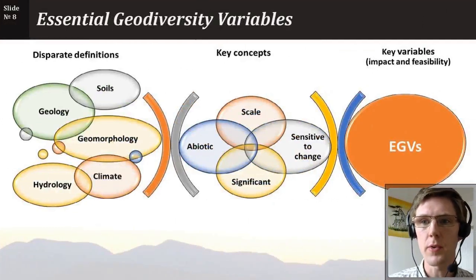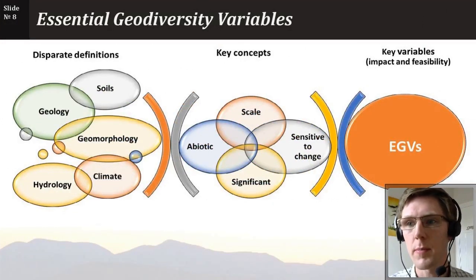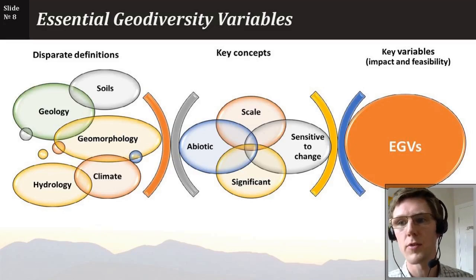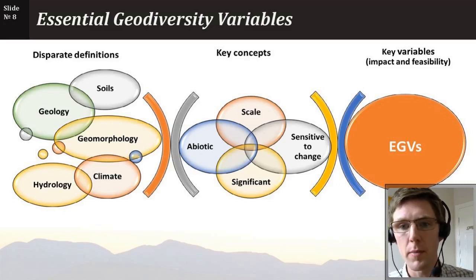Now, the EGV concept also seeks to harmonize a range of disparate definitions, as shown on the left here, which themselves feed into concepts around scale and sensitivity to change. And we must also recognize which aspects of geodiversity are most significant in different places across the world. And we've already been hearing a lot about these kind of topics. And with this in mind, we can define essential state and process variables for geodiversity.